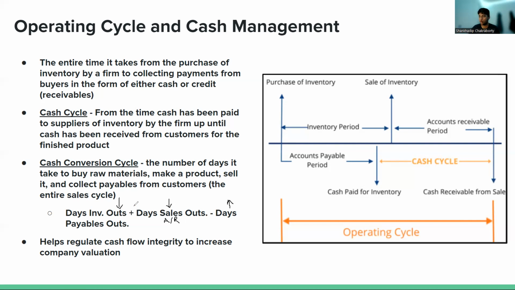What does that mean? We want these first two numbers to be low and this next number to be high. So we essentially want this cash conversion cycle to be low. Or in other words, we want it to be tight. We want it to be as tight as possible. We want to get materials, make a finished product, sell it off, and collect payments as quickly as possible within 1 year. We want to do it as many times as possible.